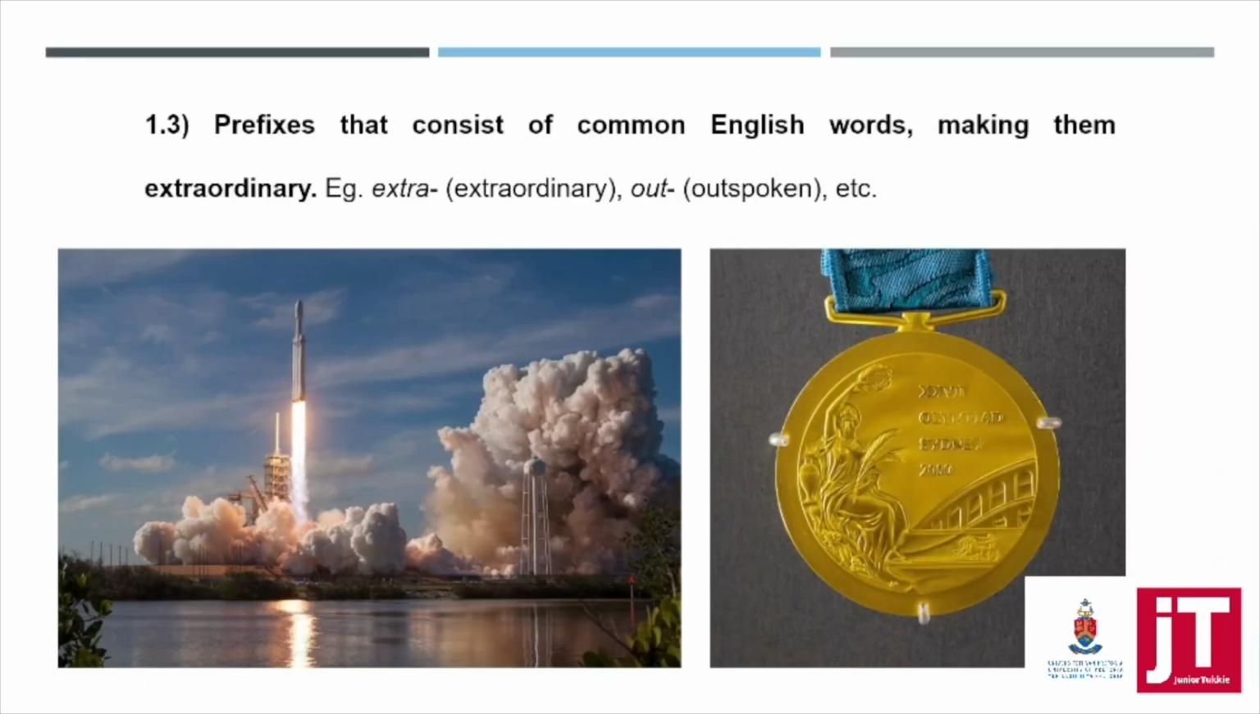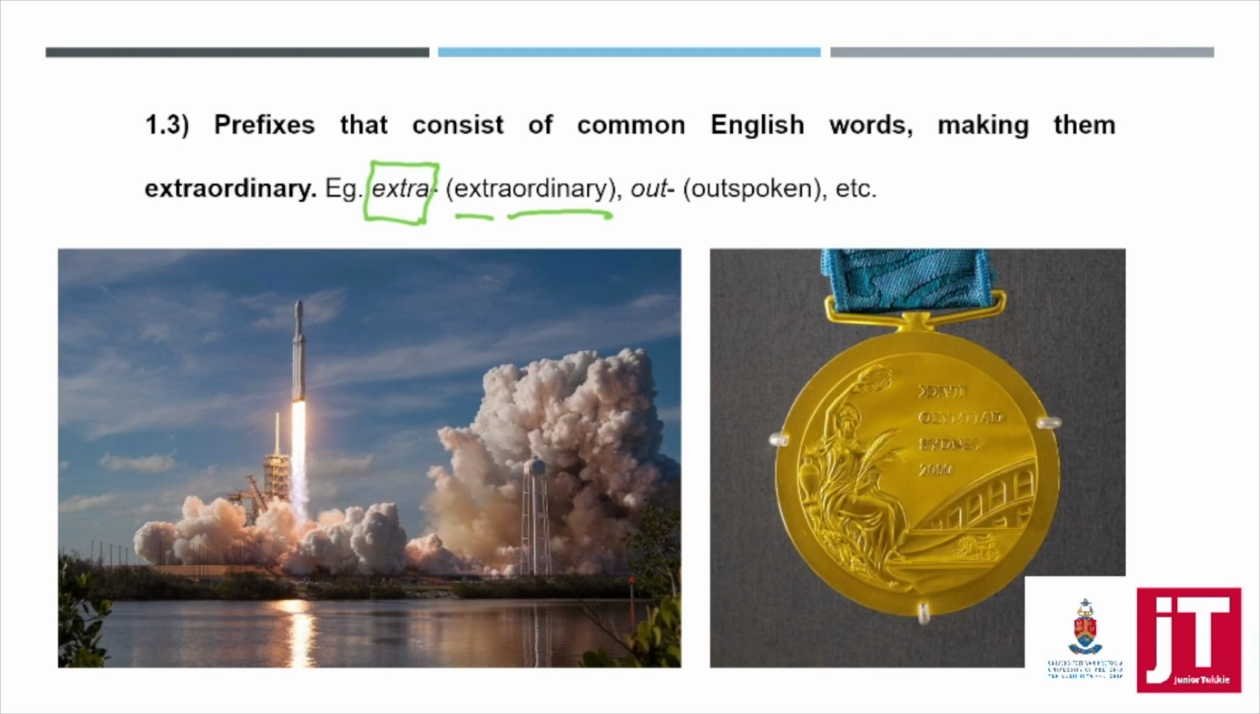The next category that we have is prefixes that consist of common English words, but making them extraordinary. So it's words where the root word itself is quite normal, and then you add this and it becomes something incredible. So for example, we have the word ordinary. Okay, you add extra to it, extraordinary. Okay, do you see why the word extra can actually stand on its own these days, because it means like that extravagant, over the top sort of. That's what that word means.